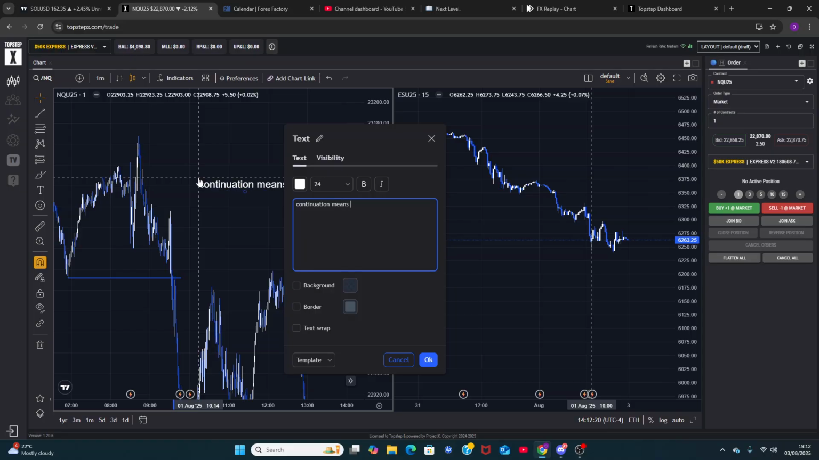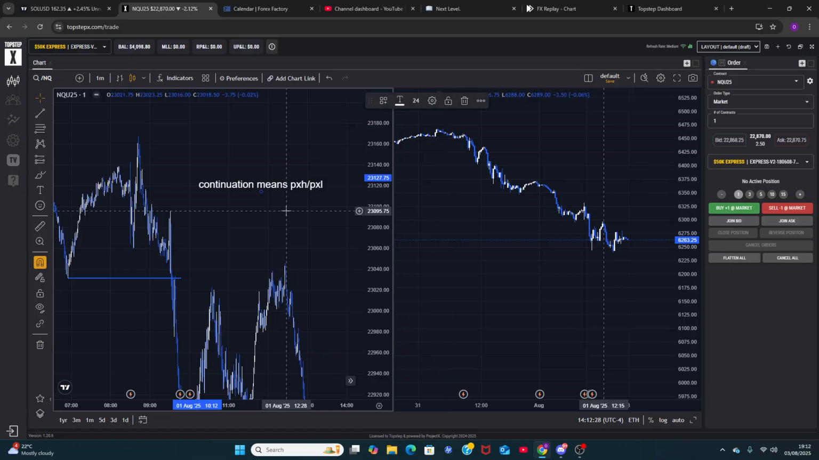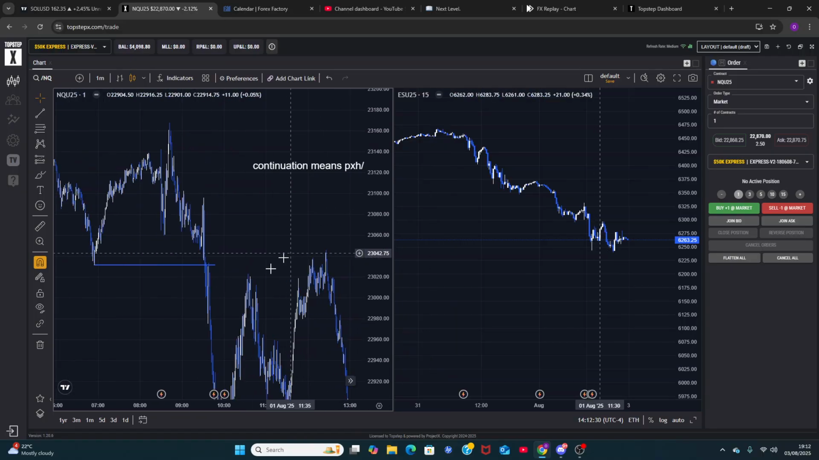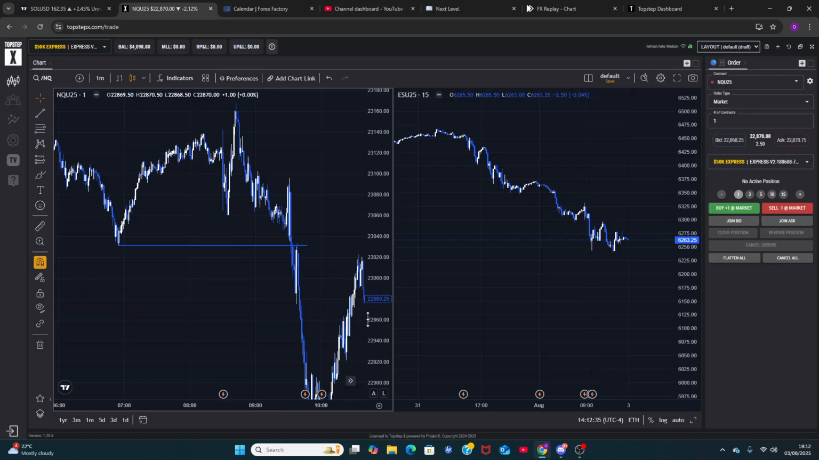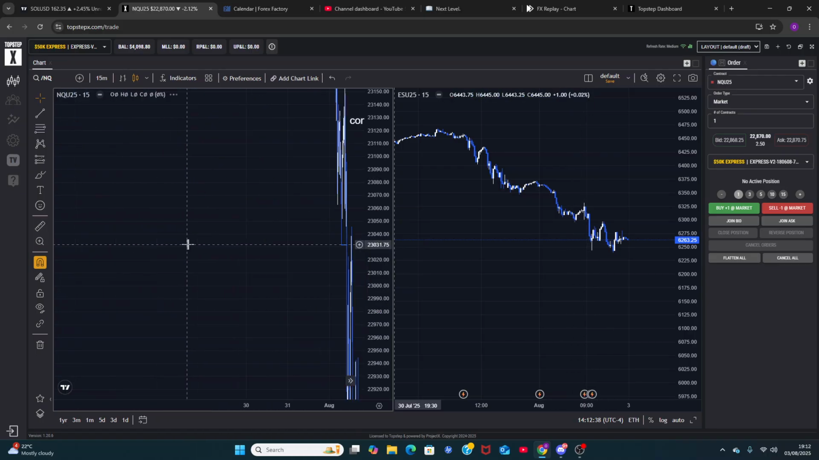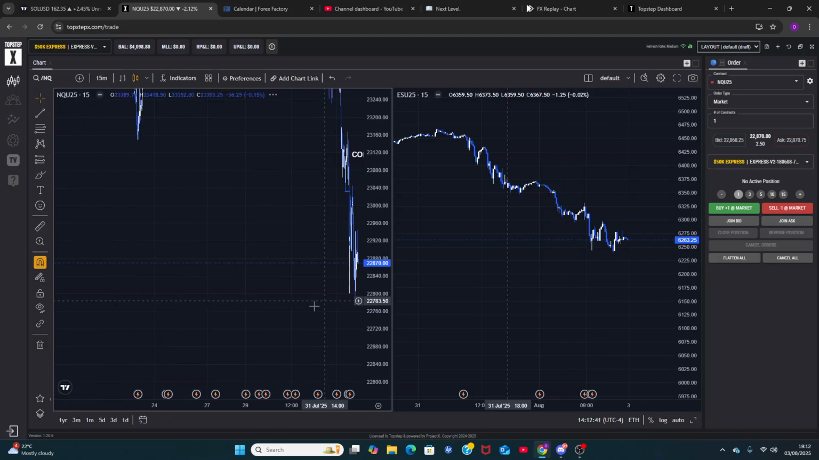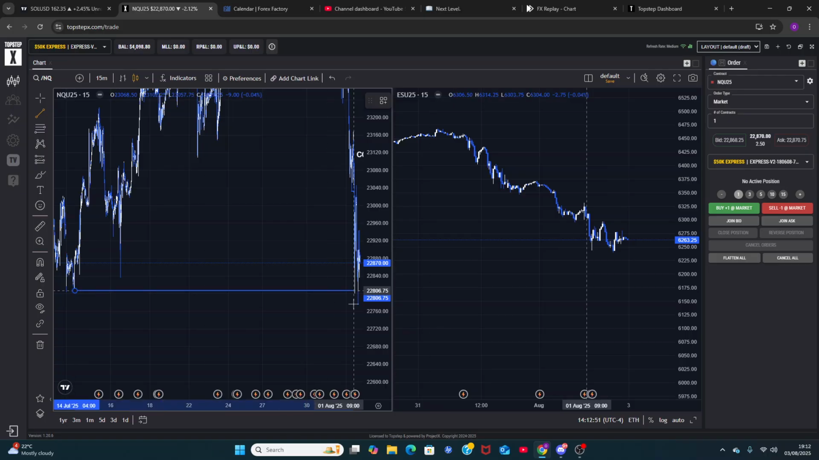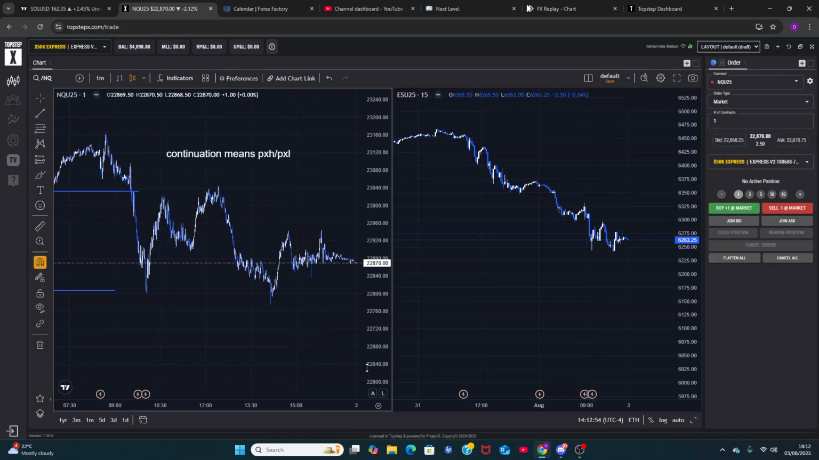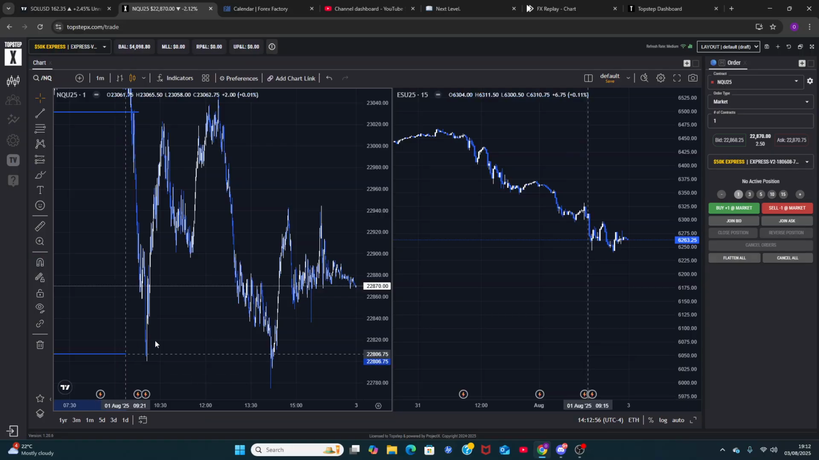Continuation means PXH/PXL, right? We know this. So what confluence would be used for price on this day? If we know it's a continuation day, we use PXL. So let me just find joint liquidity first, because that's important. Our joint liquidity, just keep it in hindsight, is these lows here. This low is nice, but you can use this low if you want. That's our joint liquidity. Look how perfectly price sweeps it.